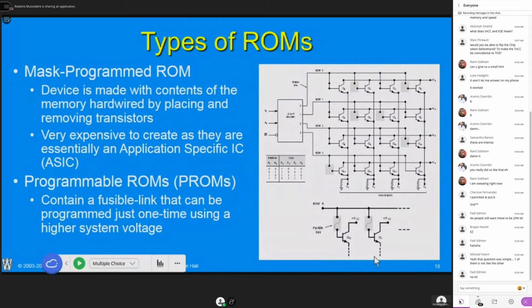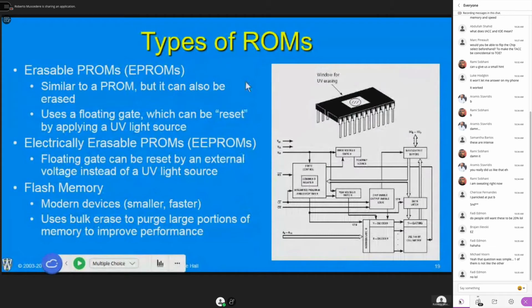Okay. Well, what if we need to change the contents of the memory? So we've come up with something even newer called an erasable PROM, or an EPROM. Again, very similar to a PROM, but it can be erased. Now, I don't know if you guys have ever seen these before. You may have seen them.